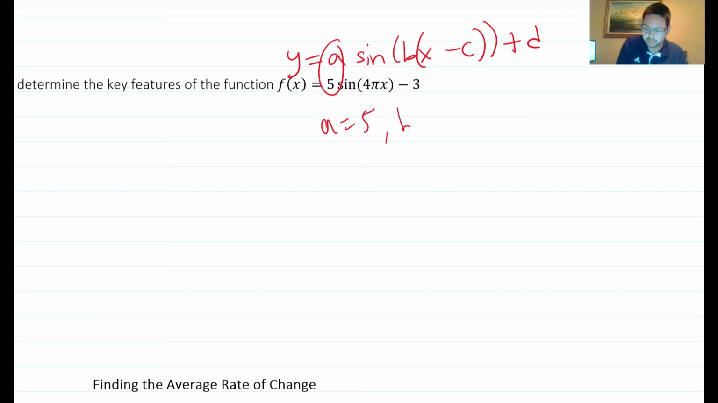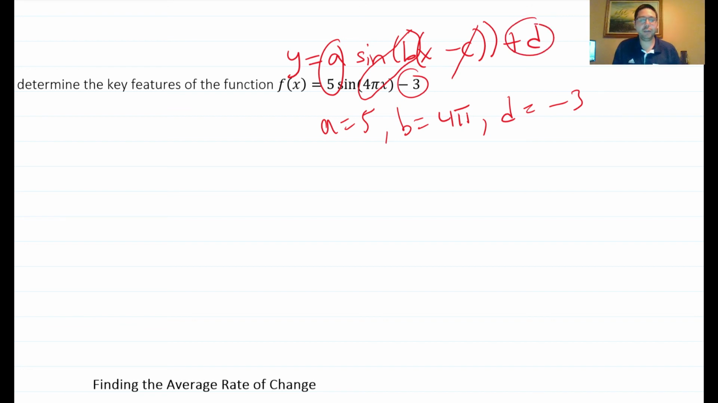What is b? Well, if you compare these, b is 4 pi. And c, there is no c there, right? Because there's no c in parentheses with the x. X is just x. So b is 4 pi. C is nothing. We don't have C, right? And D is -3 if you compare those. So D is on the outside.